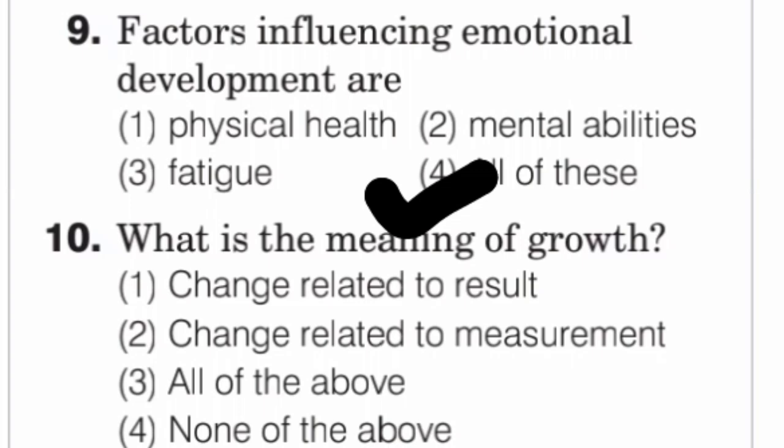Now question number 10. What is the meaning of growth? Number 1, change related to result. Number 2, change related to measurement. Number 3, all of the above. Number 4, none of the above. So this question's right answer is change related to measurement. Number 2.